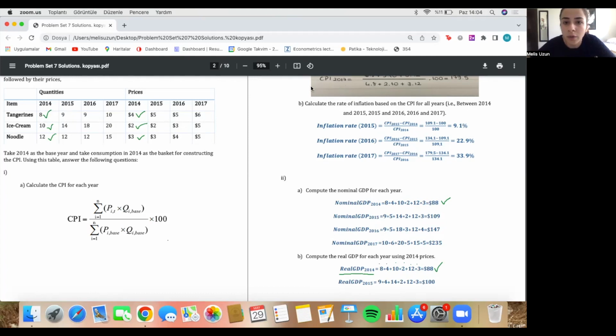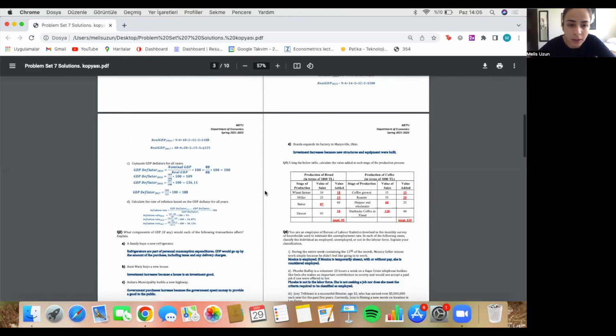So let's look. I will use another color. So the prices, again, we will use 2014 prices. Tangerines were $4, and their quantity in 2015 was 9. So we multiply 9 with 4. Ice creams were $2. Their quantity is 14. So let's multiply 14 with 2. And noodles are $3, and their quantity is 12. So we will multiply 12 with 3, and we will find that it equals $100. So you will use the same formula for the other years. So again, I'm not doing it.